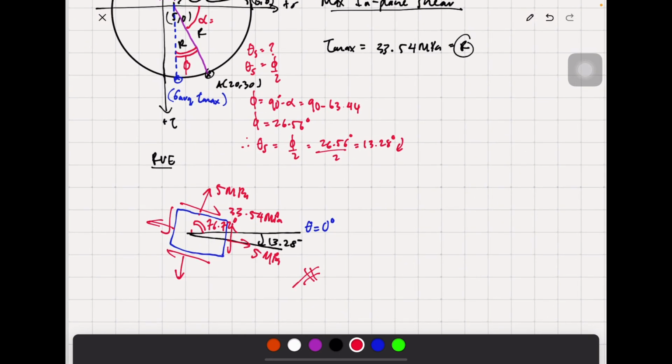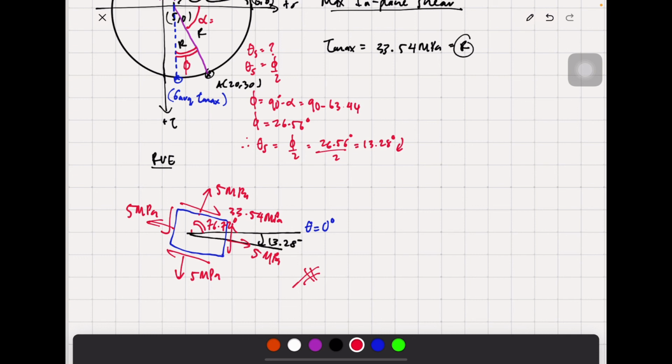Look at the value for the sigma average, it is representing all the normal stress in every direction. So 5 megapascal is also the value on the x direction, as well as on the y direction. So that is basically the example for a Mohr circle.